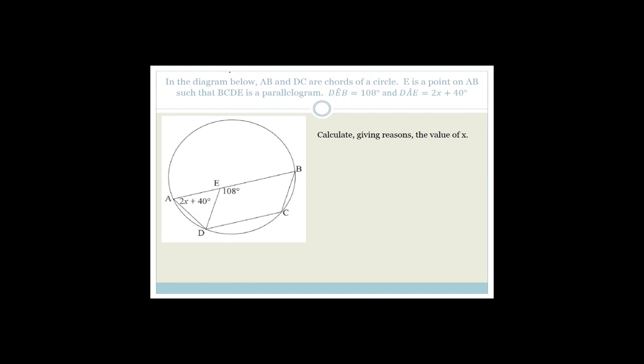Okay, so it says here, in the diagram below, AB and DC are chords of the circle. E is a point on AB, so it's just some random point. But they tell you that BCDE is a parallelogram, so we know that that is parallel to that, that is equal to that, that is equal to that, and that is parallel with that. Okay, they also tell you that angle DEB is 108 degrees and that DAE is 2x plus 40. And they want us to calculate, giving the reasons, the value of x.